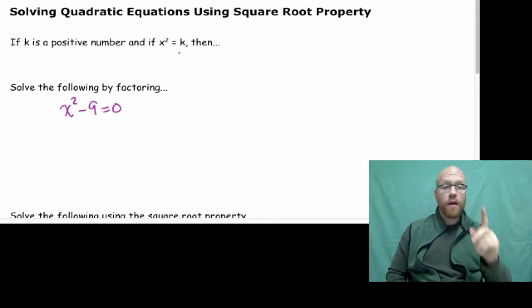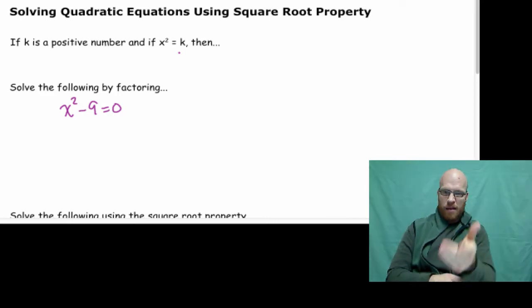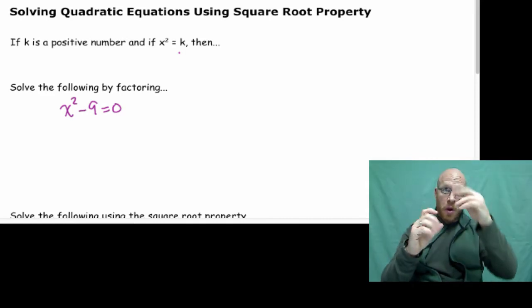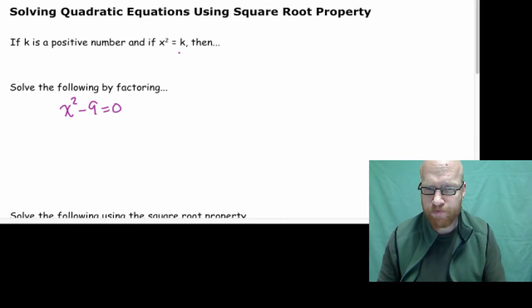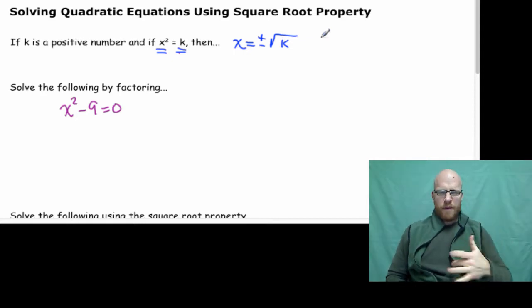All right, now what does this property even mean to us? If we were to see the letter k, some positive number, x squared equals k, like this one for example. So now we have x equals the positive and negative square root of k.